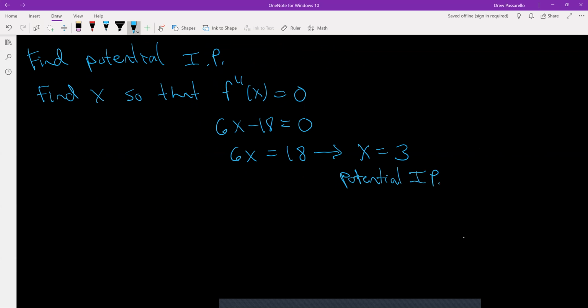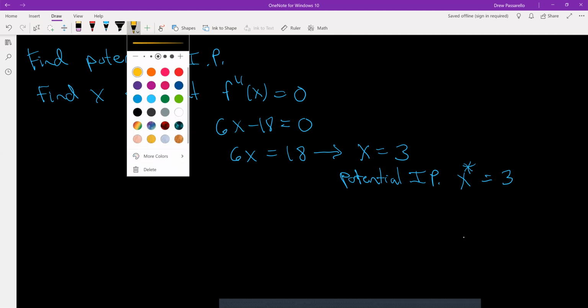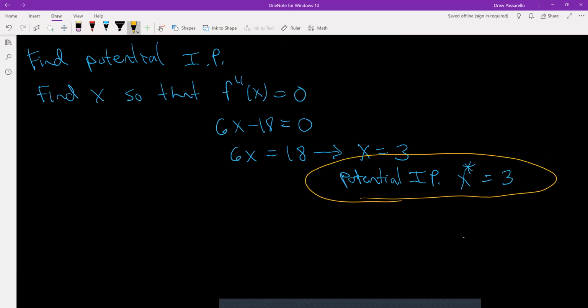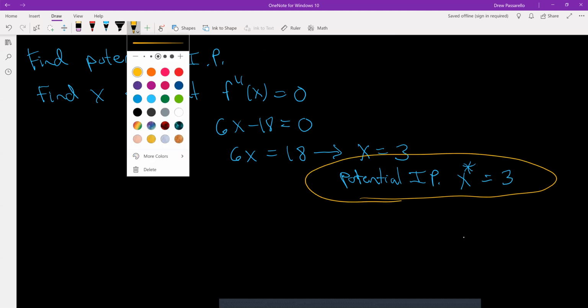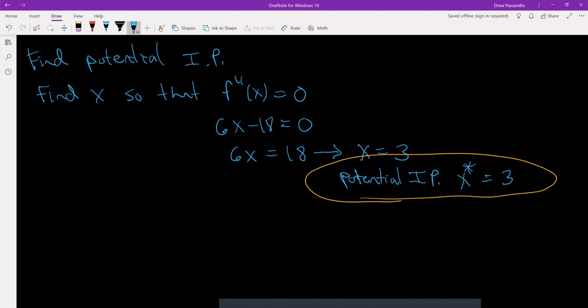And I usually just call it x star, and that's equal to 3. So that's my potential inflection point. I'm going to circle that. So that's what we needed to determine. Now I need to find intervals of concavity.